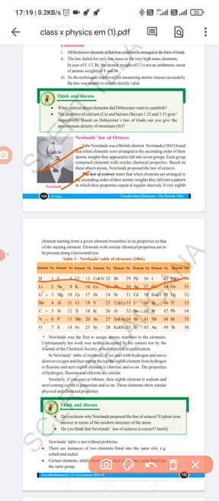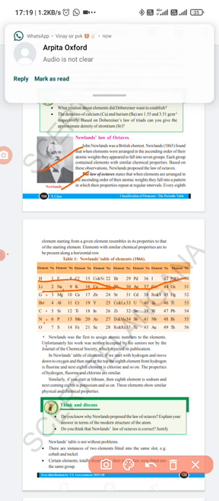In the same way, all these horizontal rows have similar chemical properties. All elements present in the horizontal rows have similar chemical properties. Then Newlands was the first.